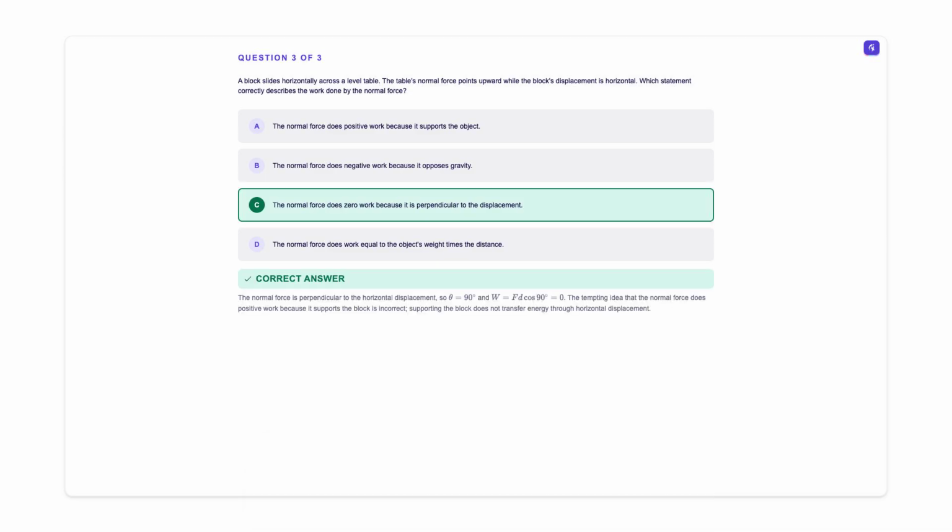The normal force is perpendicular to the horizontal displacement, so θ = 90° and W = FD cos 90° = 0. The tempting idea that the normal force does positive work because it supports the block is incorrect. Supporting the block does not transfer energy through horizontal displacement.